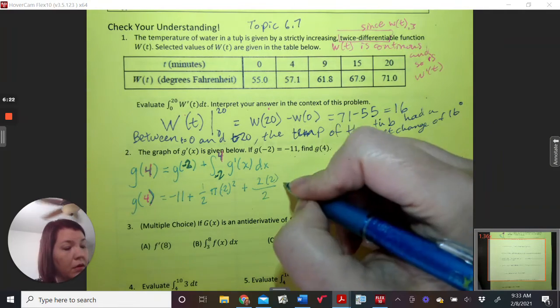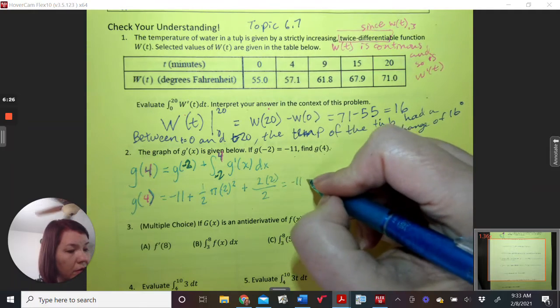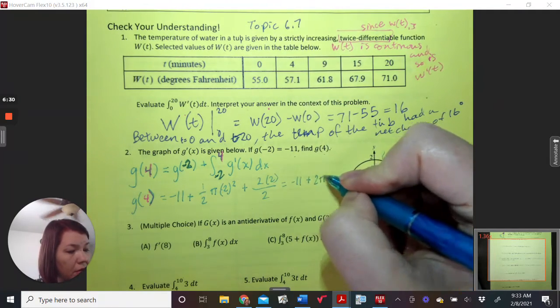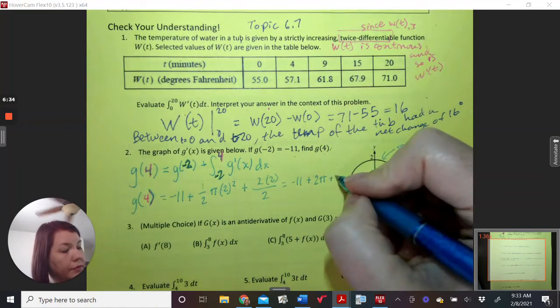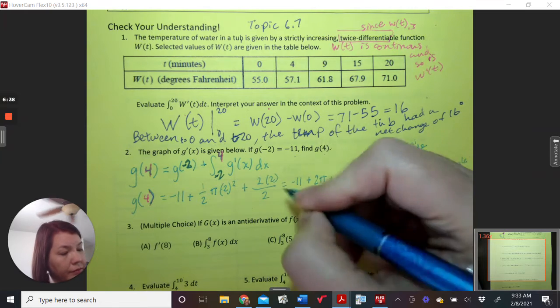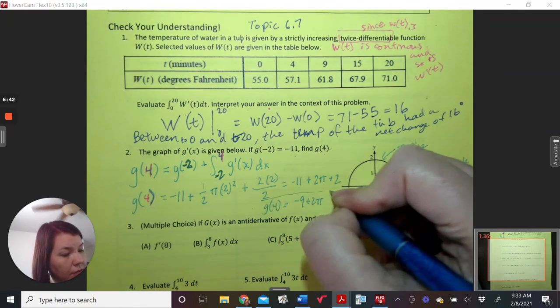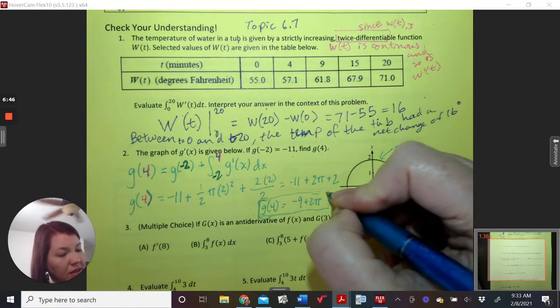Anyway, doing a bunch of math, I get negative 11 plus 2 pi, so it'll be 4 pi divided in half, plus 2, which is negative 9, plus 2 pi, and that's going to be my answer. Two pi is about 6, so the answer is still negative.